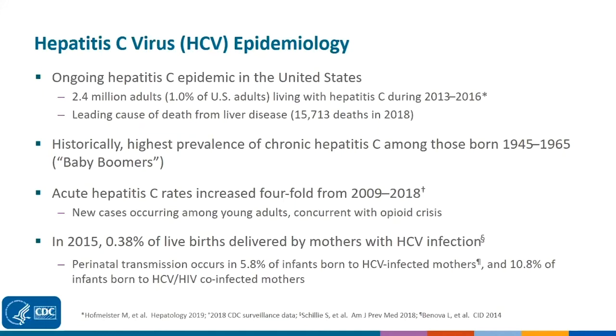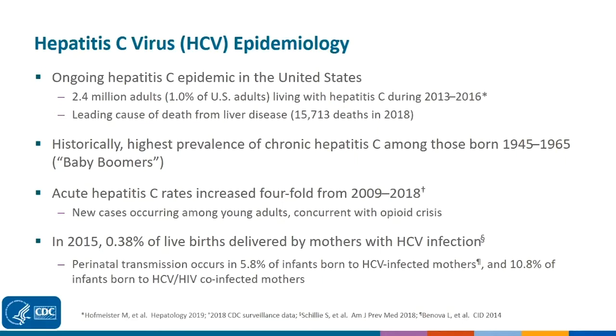Historically, the highest prevalence of chronic hepatitis C occurred among individuals born from 1945 to 1965, also known as the baby boomer cohort. In 2012, previously risk-based hepatitis C testing recommendations were expanded to include one-time testing of all baby boomers, who at that time represented more than 70% of all people living with chronic hep C in the U.S.